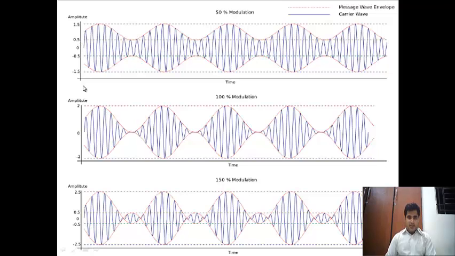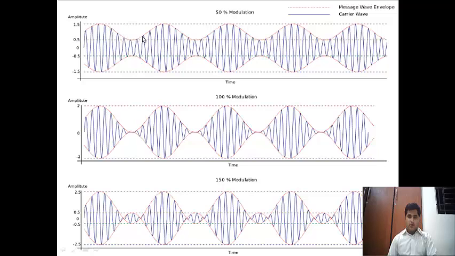So this is the basic figure of amplitude modulation. Here I take three different examples of modulation. First is 50% modulation, second is 100% modulation, third is 150% modulation. In 50% modulation, the signal lives only between 0.5 and 1.5. In 100% modulation, it starts from the base, the zero line, and ends at the zero line. Similarly, in 150% modulation, it starts from 0.5 and crosses the baseline, the zero line, to minus 0.5. So this is the idea.